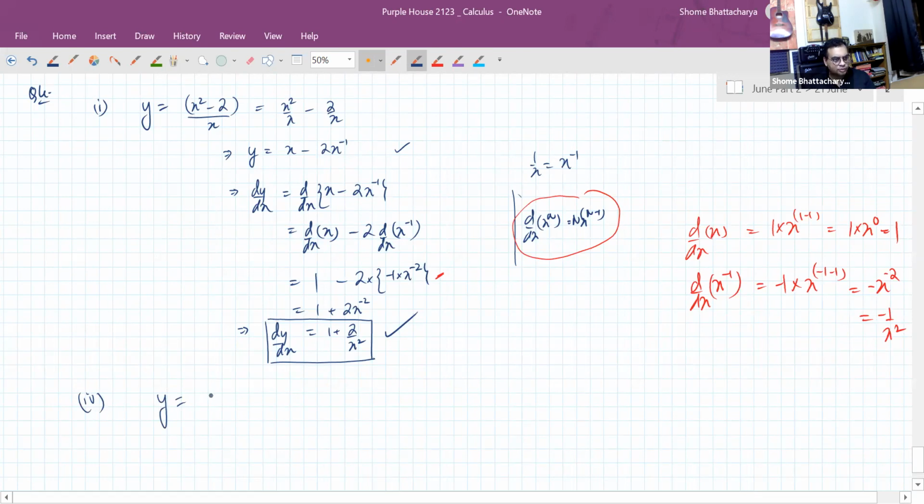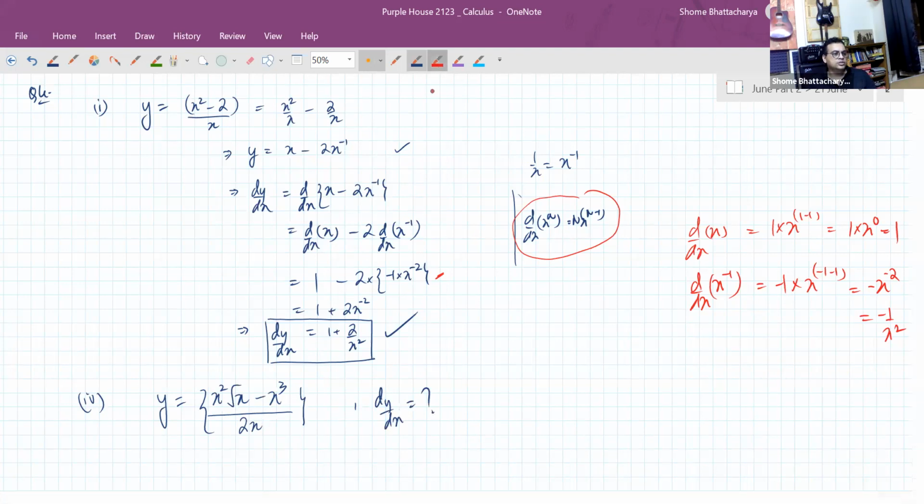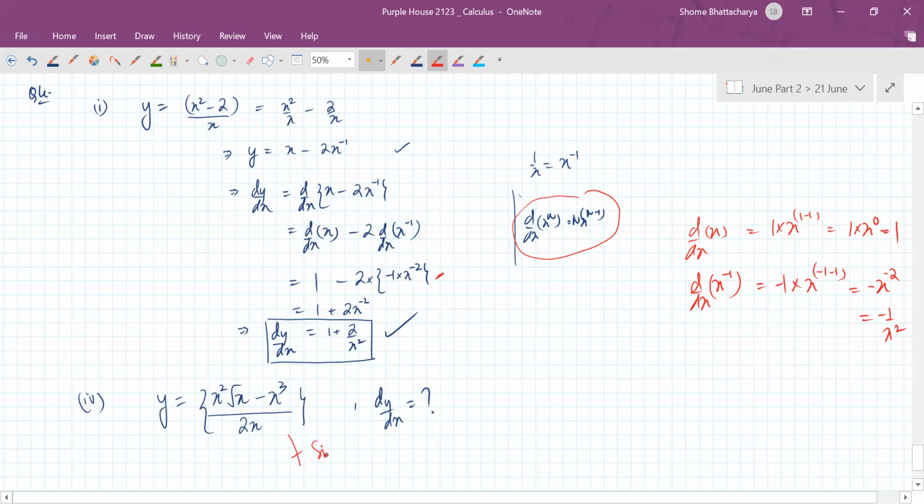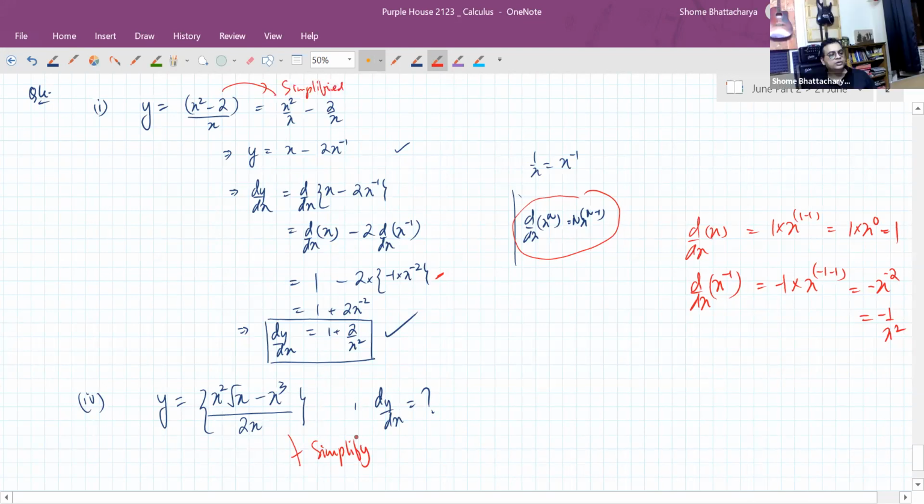So we have x square into root x minus x cube in the numerator divided by 2x, and we want to find dy by dx. But before finding dy by dx, you have to simplify this. So simplify using the same method that we have used here. Use the same method of simplification, like we've done over here, same kind of method.